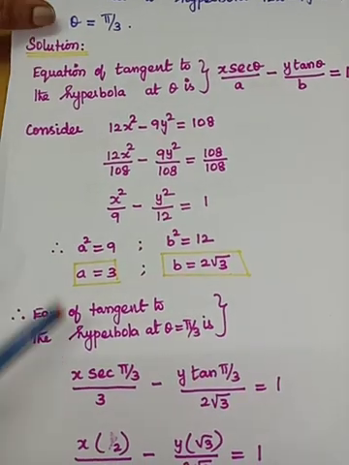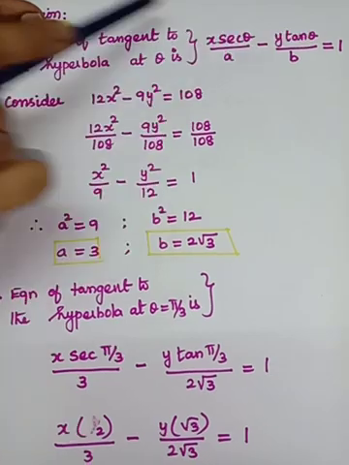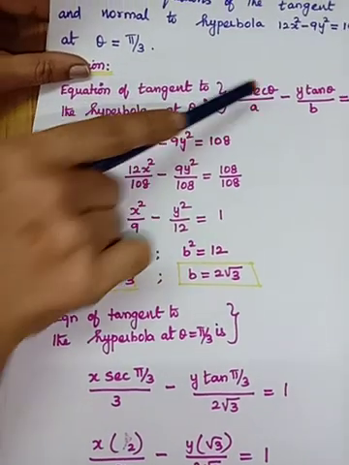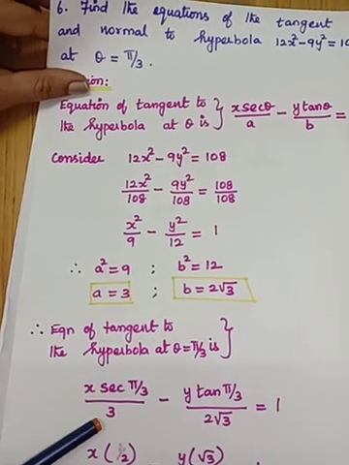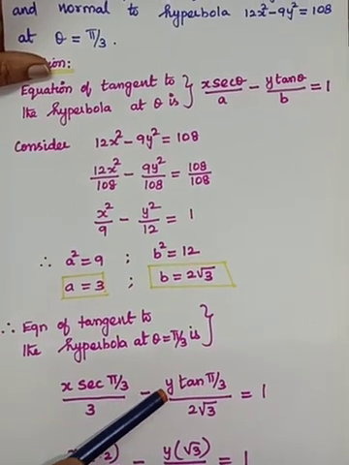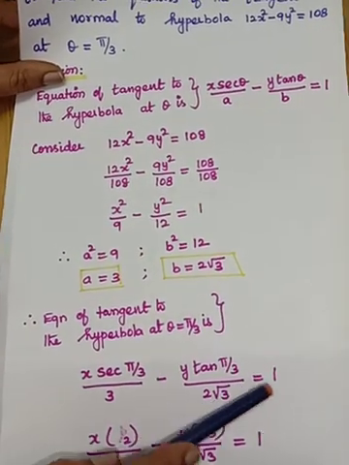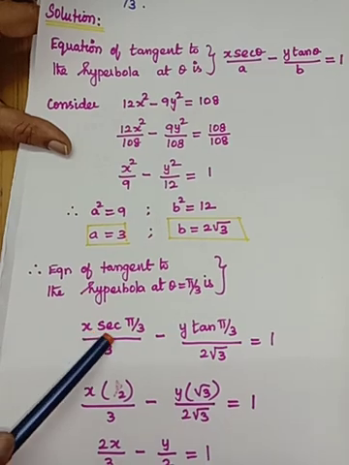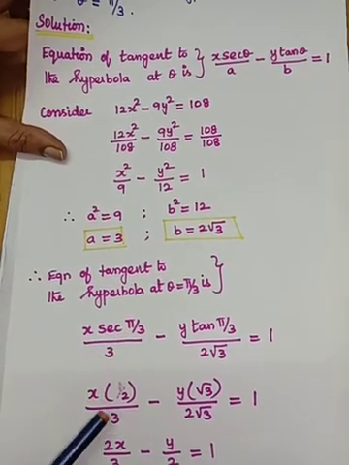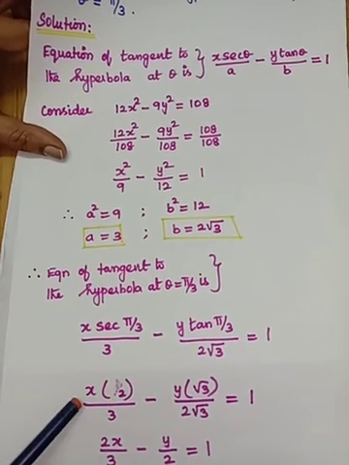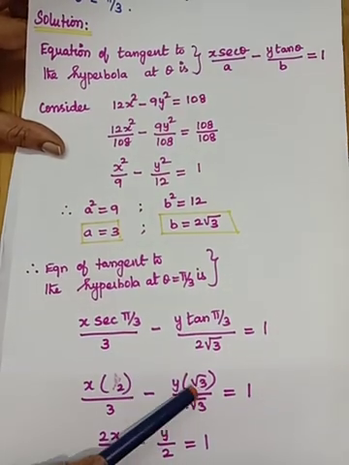So I just substitute in this formula. So x secant, what is theta? Pi by 3. So it is x secant pi by 3 by a. What is a? It is 3, minus y tan pi by 3 by b. b is equal to 2 root 3, that is equal to 1. So secant pi by 3. Pi by 3 is 60 degree. Secant pi by 3, that is 2. Okay, x into 2 minus y into tan pi by 3 is root 3.